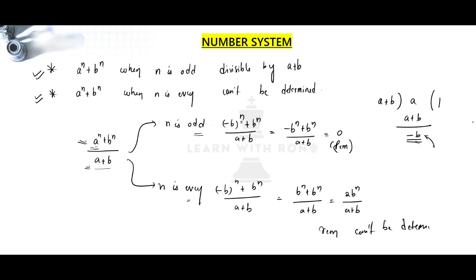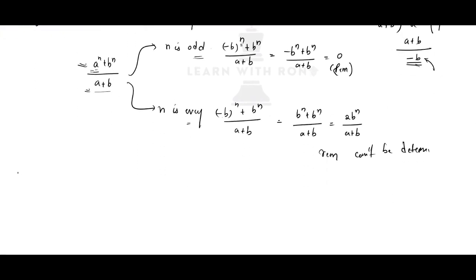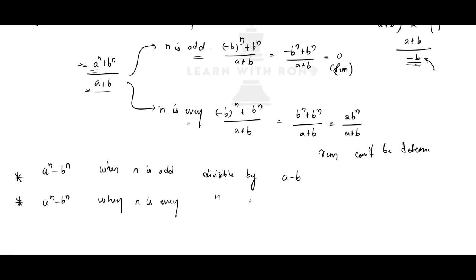I'll say two more statements. Very interesting. The next statement is, if the number is in the form a power of n minus b power of n, when n is odd, this number is perfectly divisible by a minus b. And another statement: when the same number a power of n minus b power of n, in the case when n is even, is perfectly divisible by both a minus b and a plus b.